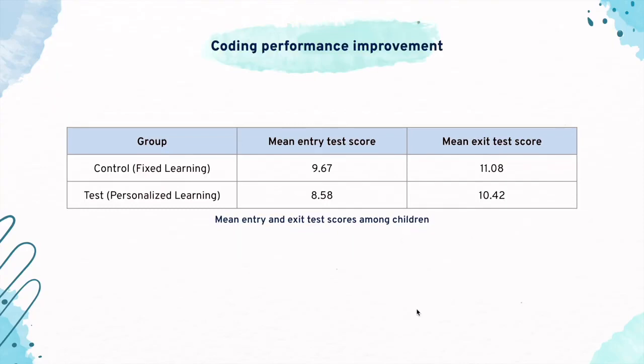Now, I would like to discuss on the coding performance improvement. So, as you can see, we have the 2 large groups, which is the control group and test group. So, looking into the mean entry test score and mean exit test score, both groups have performed equally well from the entry test to the exit test as the improvements were observed.